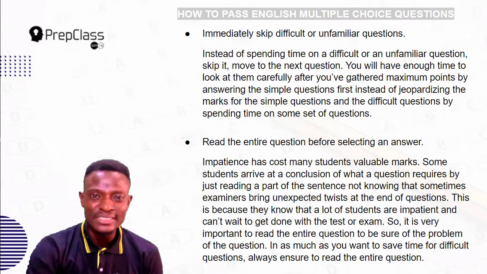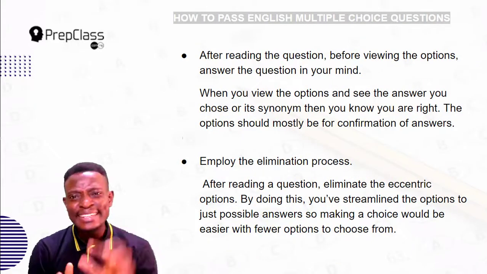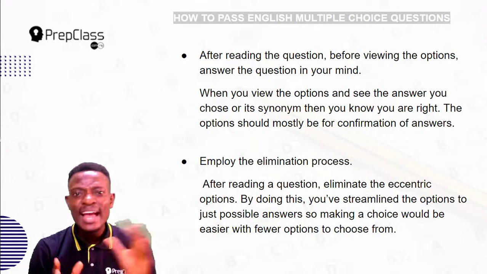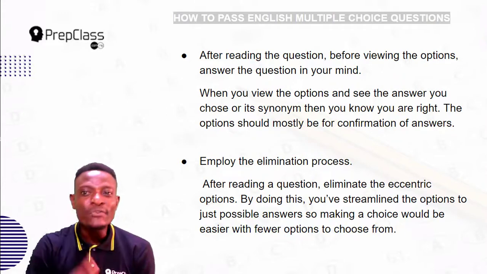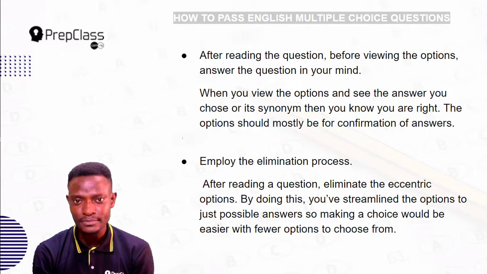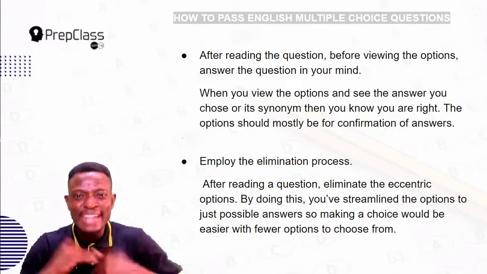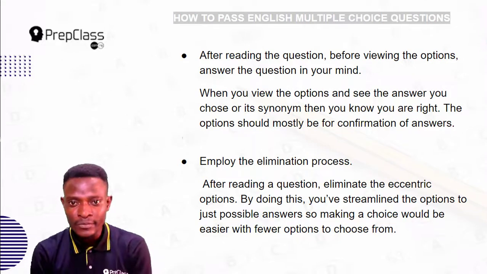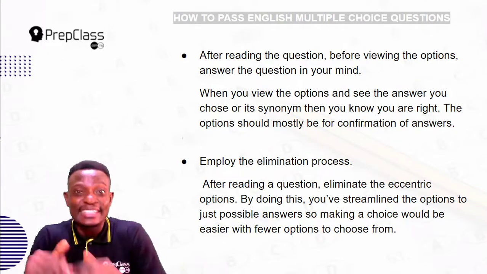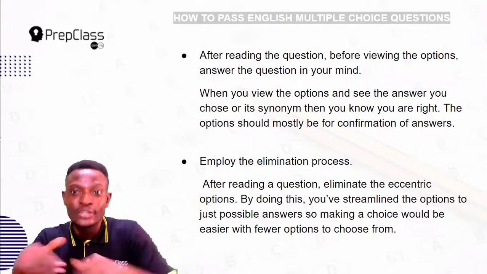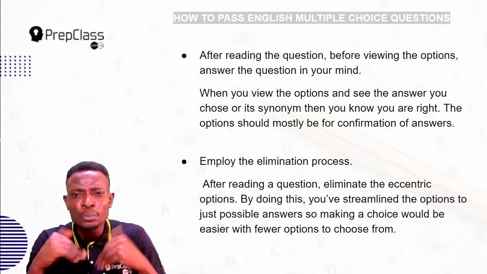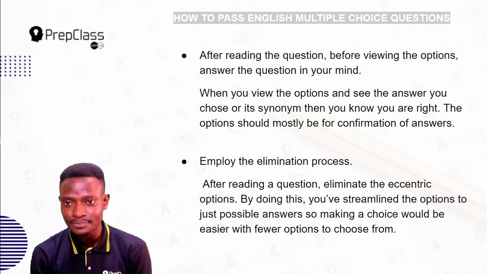Alright, moving on to the next point. After reading the question, before viewing the options, answer the question in your mind. That is, after you have read the question, don't look at the options immediately, just answer the question in your mind. Now, when you view the options and you see the answer you chose, or its synonym, then you know you are right. So the options should mostly be for confirmation of answers.